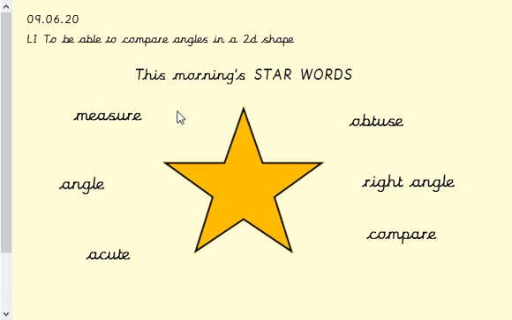Okay, our learning intention for this morning, we're continuing with our idea of properties of shapes, and we're looking at comparing angles in a 2D shape. Okay, so we're going to look this morning, our star words would be measure, angle, acute, obtuse, right angle, and compare. Okay, so we're looking at those words this morning.